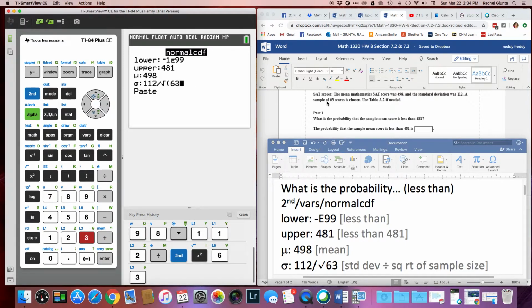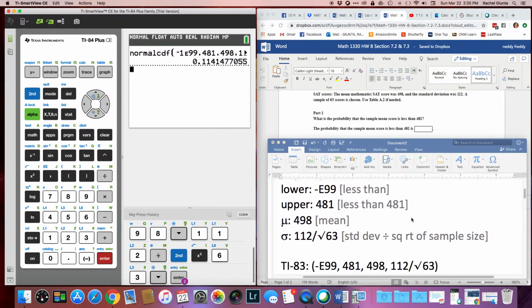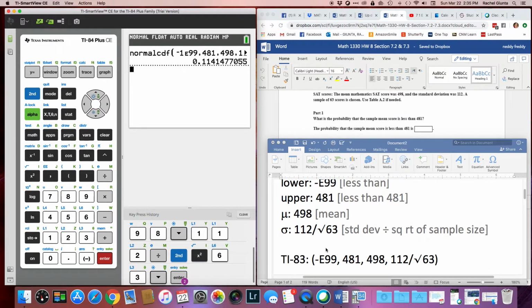And so this is the one part, the standard deviation, that is going to be different from just how you did everything in 7.2. And enter, and that is the probability that goes in this answer. And if you have the TI-83, you put them in the same order: the lower limit, the upper limit, the mean, and the standard deviation.